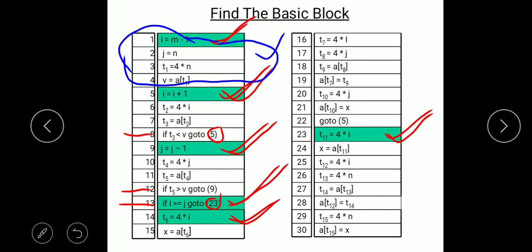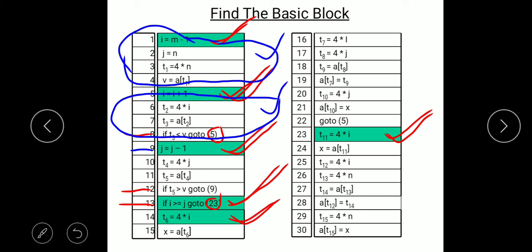And what would be the other basic block? This one. Basic block B2 will contain statements number 5, 6, 7, 8. Why? Because it starts from statement number 5, which is a leader statement, and includes all statements just before the next leader statement. The next leader statement after 5 is 9. So this would be the second basic block.